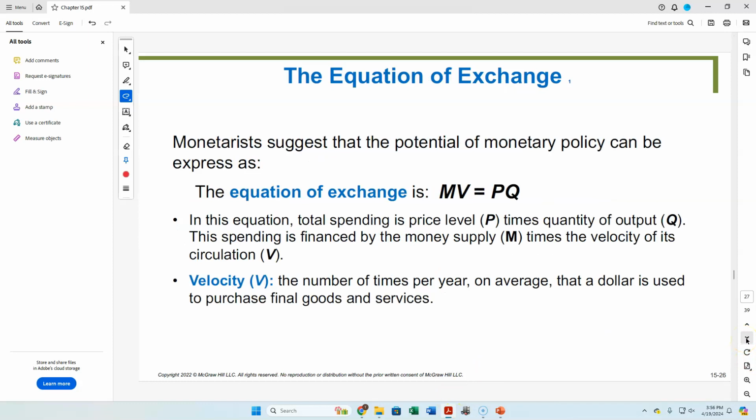The monetarists are relying on this equation of exchange, where MV equals PQ. M being the money supply, V being velocity, which means how many times is the money moving, being used per year to support the economy. P is the price level. Q is the real GDP. So this together is my nominal GDP. This is my money supply, and this is my velocity.